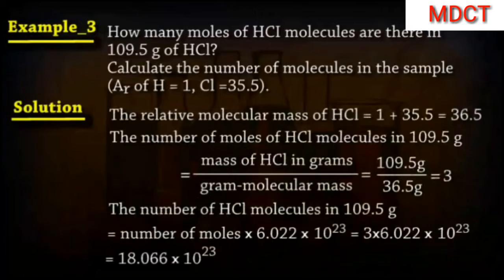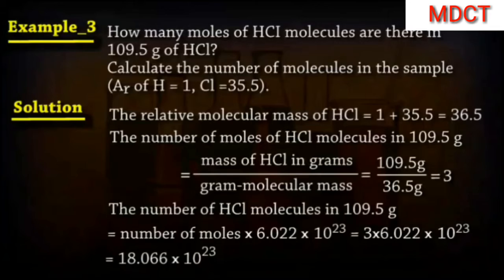The relative molecular mass of HCl is equal to 1 plus 35.5, equal to 36.5. The number of moles of HCl molecules in 109.5 grams is equal to mass of HCl in grams divided by gram molecular mass, is equal to 109.5 grams divided by 36.5 grams, is equal to 3.